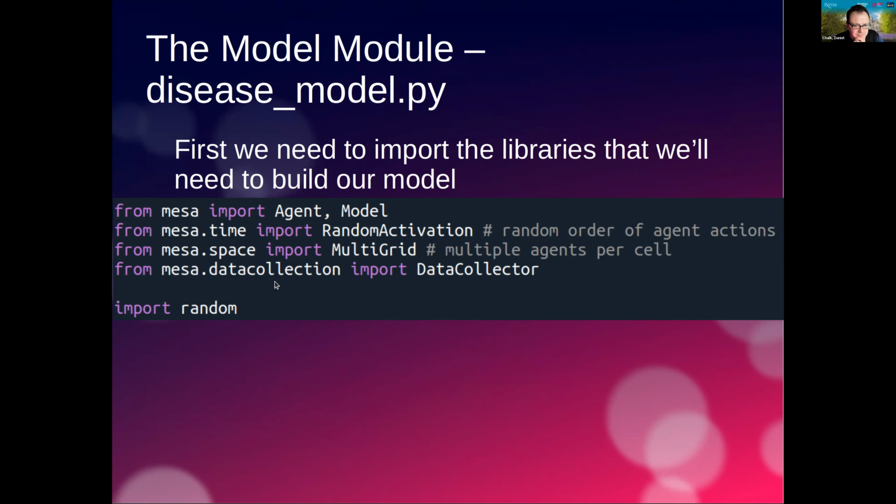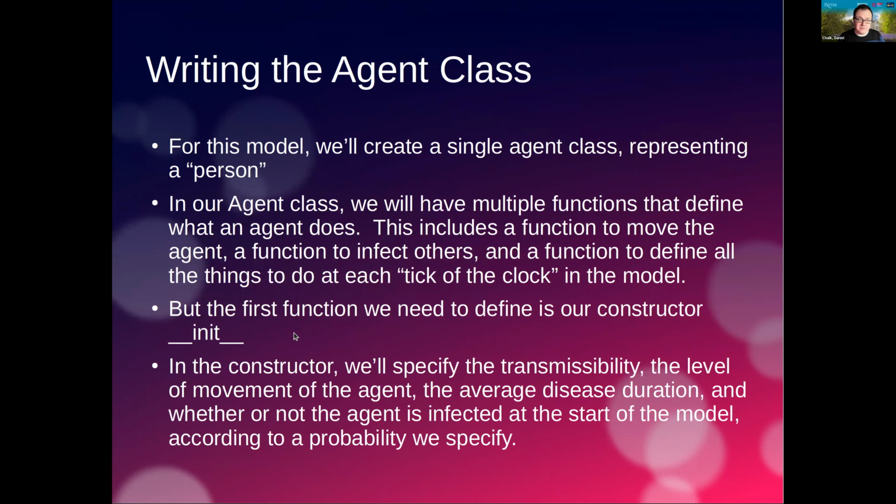And then we're going to import something called the DataCollector from mesa.datacollection. We'll come back to that, so don't worry about it for a moment. We'll also import the random library, because that's useful when we're doing a lot of modeling, as we've already seen in SymPy, to be able to generate random numbers from various distributions. Okay, so those are our imports.